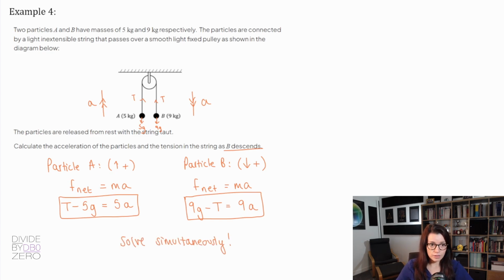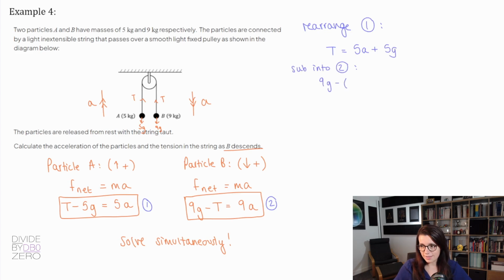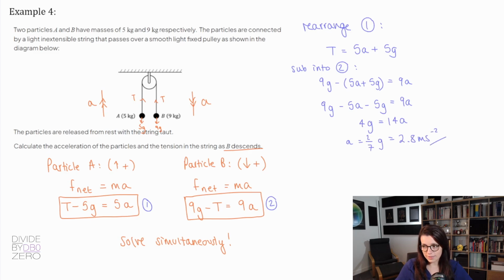Again, you can do this however you like, but I'm probably going to rearrange one of them and sub into the other. So I'm going to rearrange one to get T equal to 5A plus 5G. I'm then going to sub this into 2. So 9G minus T equals 9A. Expand and simplify. Rearrange and get A to be 2 over 7G, or 2.8 meters per second squared. I'm then going to sub this into equation 1 to find T equals 5 times 2.8 plus 5G, which gives 63 newtons. And that's it.